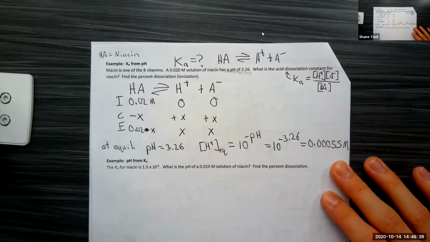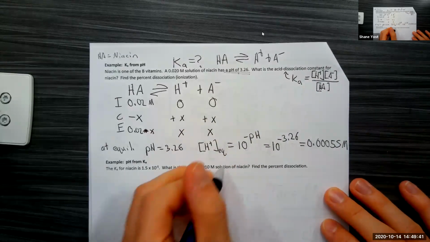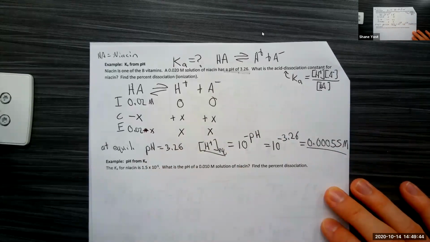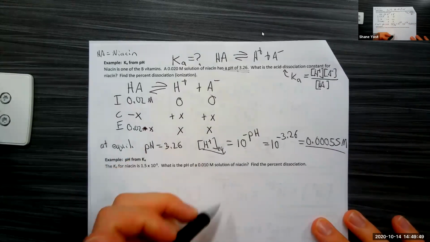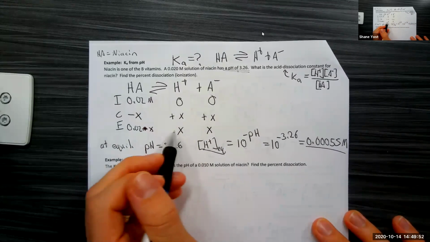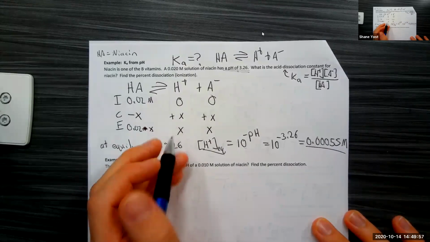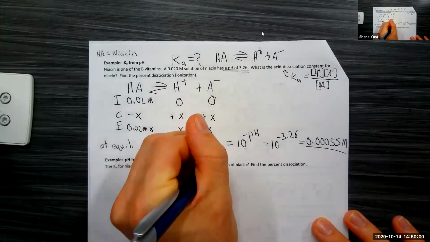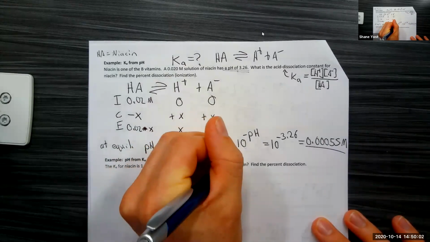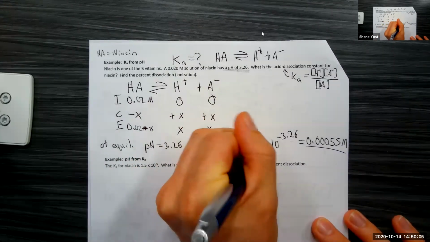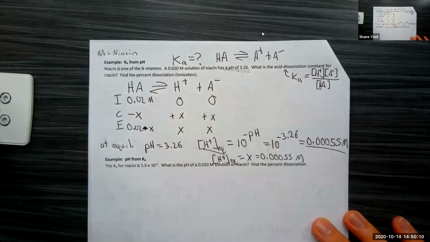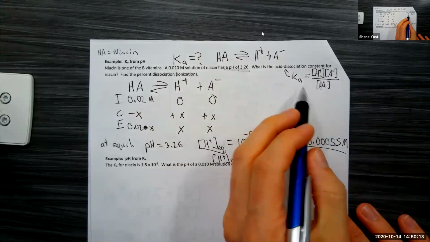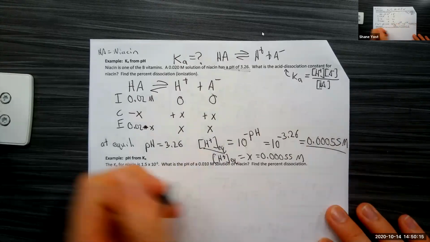0.00055 molar. So that is the equilibrium concentration of H plus in the solution, which equals X. I know the equilibrium concentration of H plus is X, so again, the equilibrium concentration of H plus equals X equals 0.00055 molar, which I can then plug into my equilibrium constant expression.